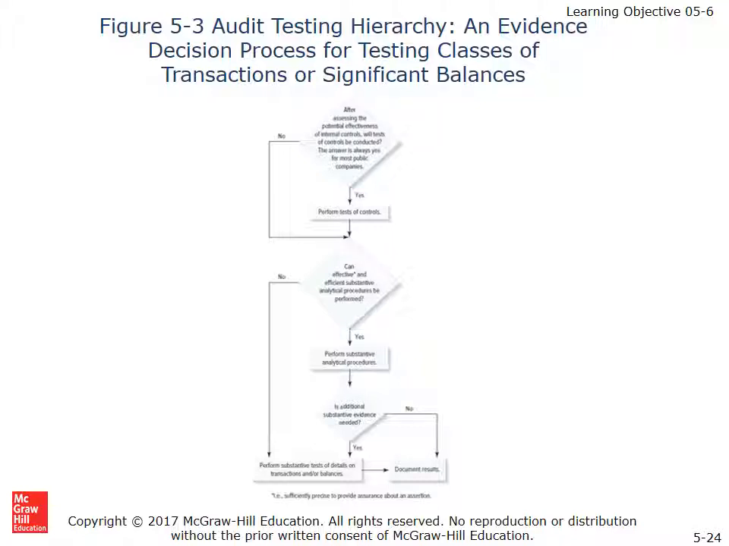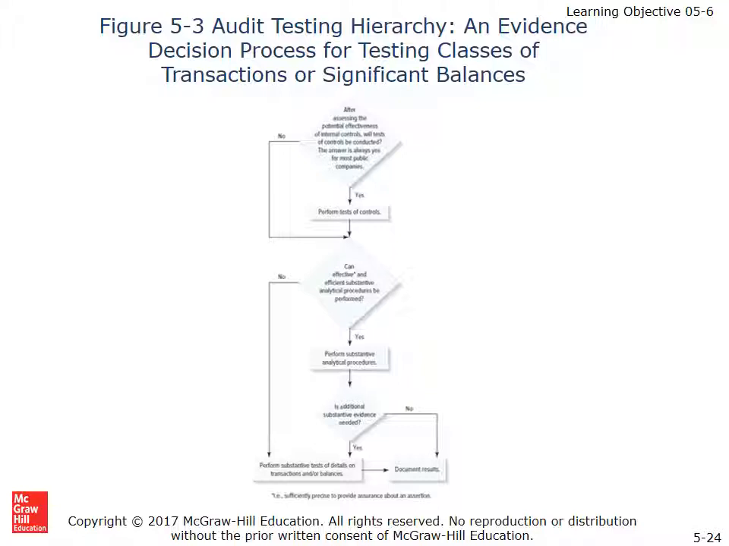So this is our audit testing hierarchy and an evidence decision process for testing classes of transactions or significant balances. And this is also on page 144 of your book. So it's just an example. After assessing the potential effectiveness of internal controls, this is what auditors do: will tests of controls be conducted?